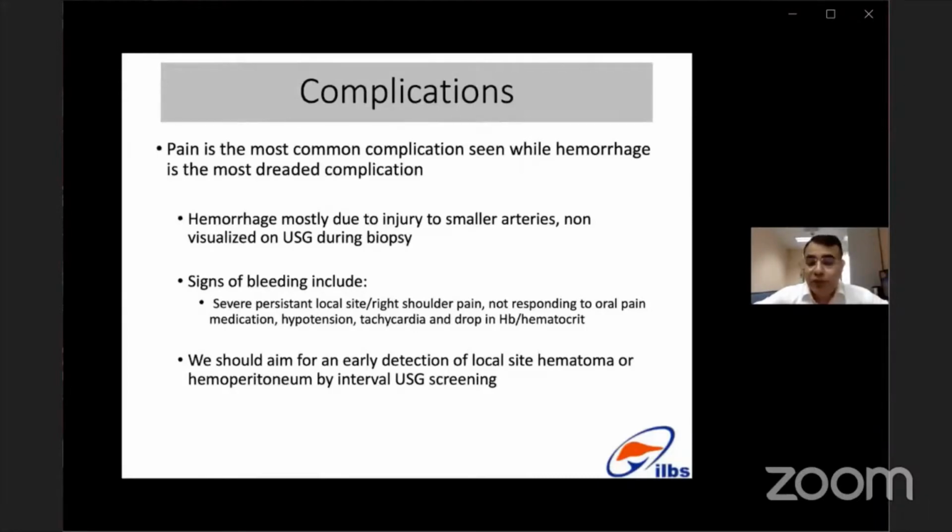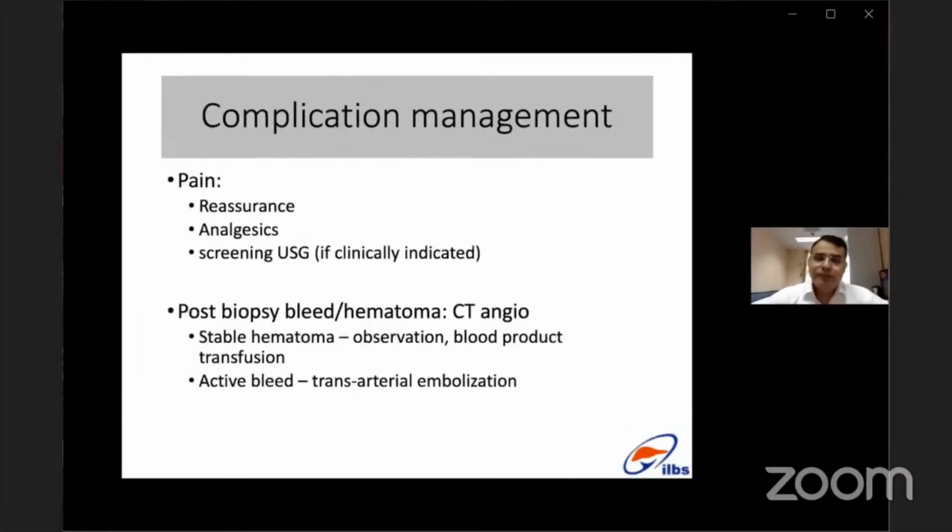So signs of bleeding should be looked for, like persistent local site or right shoulder pain not responding to oral pain medication, or if the patient has hypotension and tachycardia, and if you do an ABG analysis, then probably you may find a drop in hemoglobin and hematocrit. So we should aim for an early detection of local site hematoma or hemoperitoneum by interval ultrasound screening.